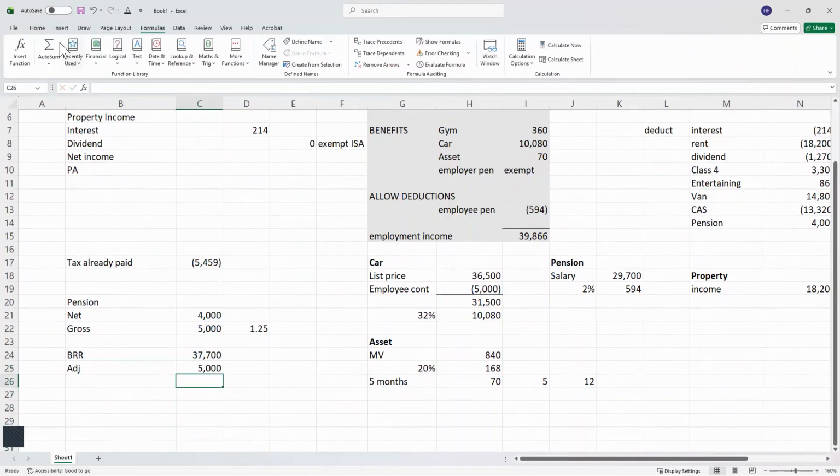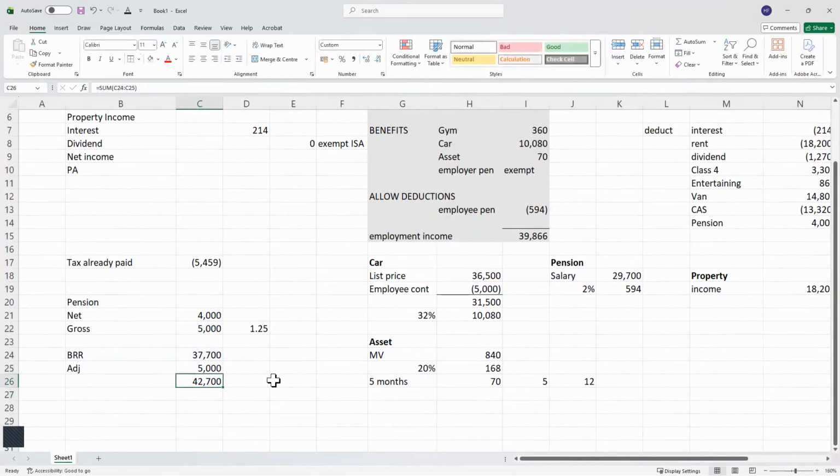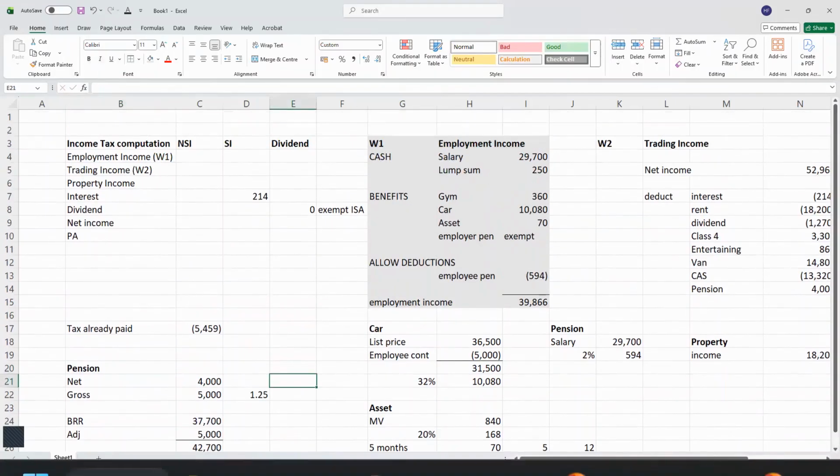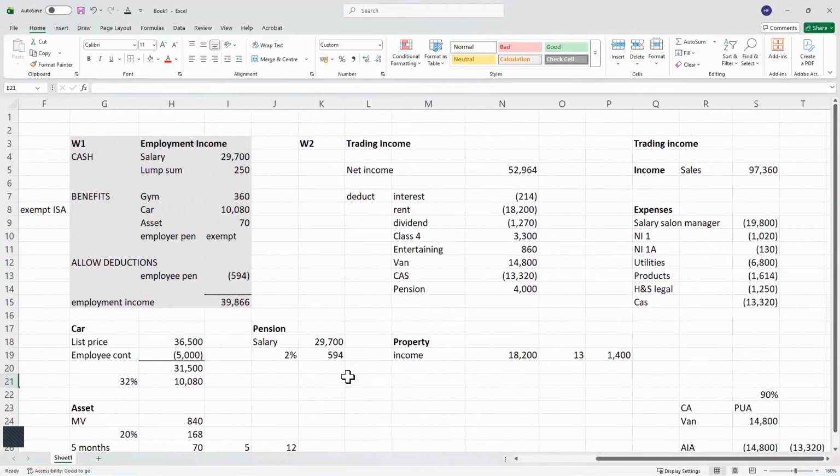So if Harvey is a higher rate payer, then his revised basic rate band will now be 42,700. So that deals with the pension, and we can look at how that impacts the income tax when we come on to the third part of the question.